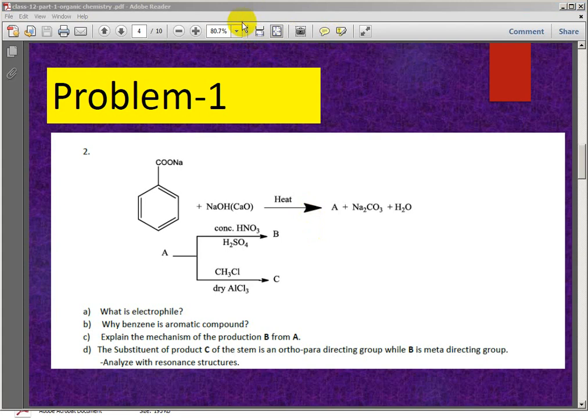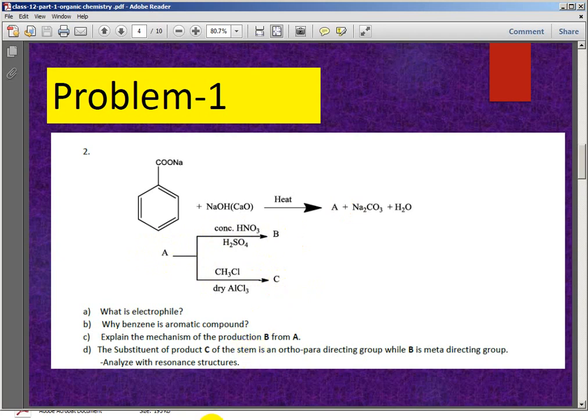Sir, is it benzene? Yes, good, excellent. A is benzene. So we have found A is benzene. Now from A, when nitration is done, nitrobenzene is formed. When alkylation is done, toluene is formed. Look, we'll see this reaction.